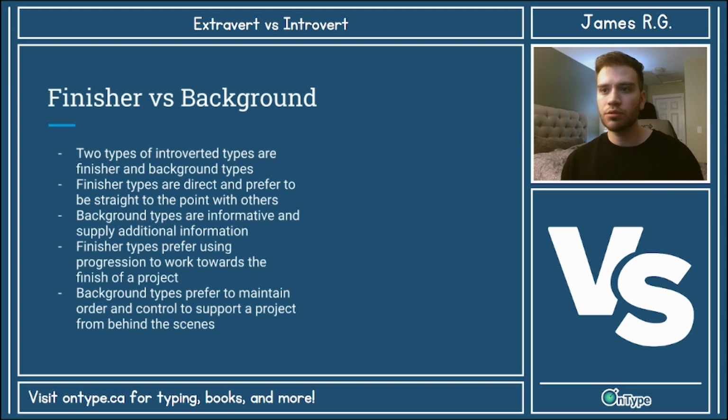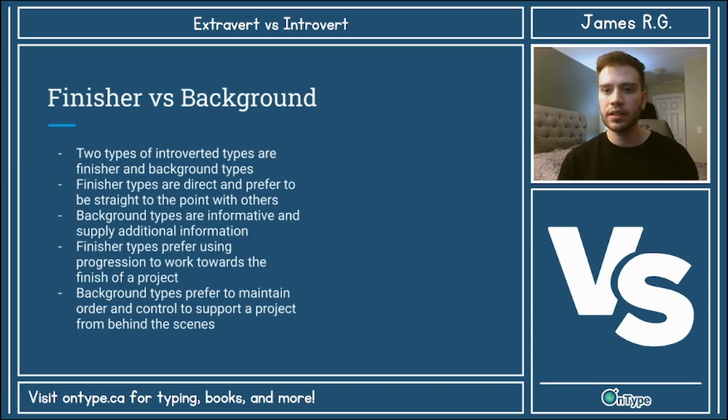So finisher types are direct, straight to the point, just like the structure types are for the extroverts, whereas the background types are informative and can supply additional context information, kind of just like the starter types. Finisher types prefer to use progression to work towards the end of a project, right? So they enjoy injecting new life, the new chaos, the new potentials, and working towards the finish of something, and they're willing to take those steps and progress things and really just focus on that progress.